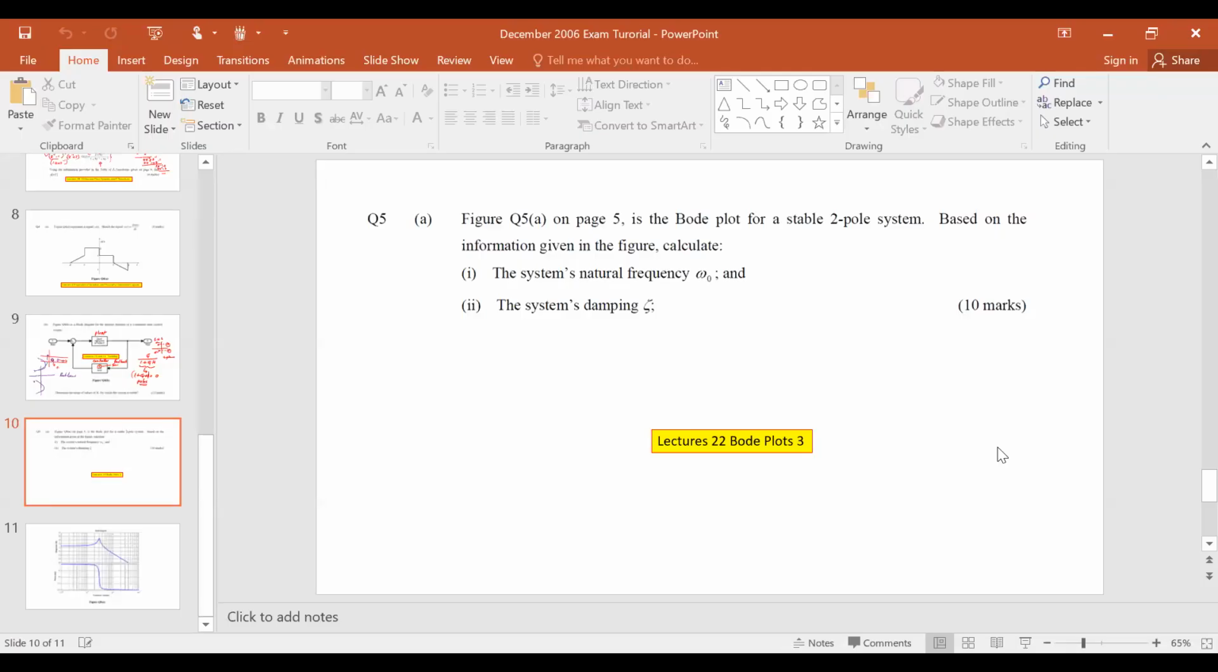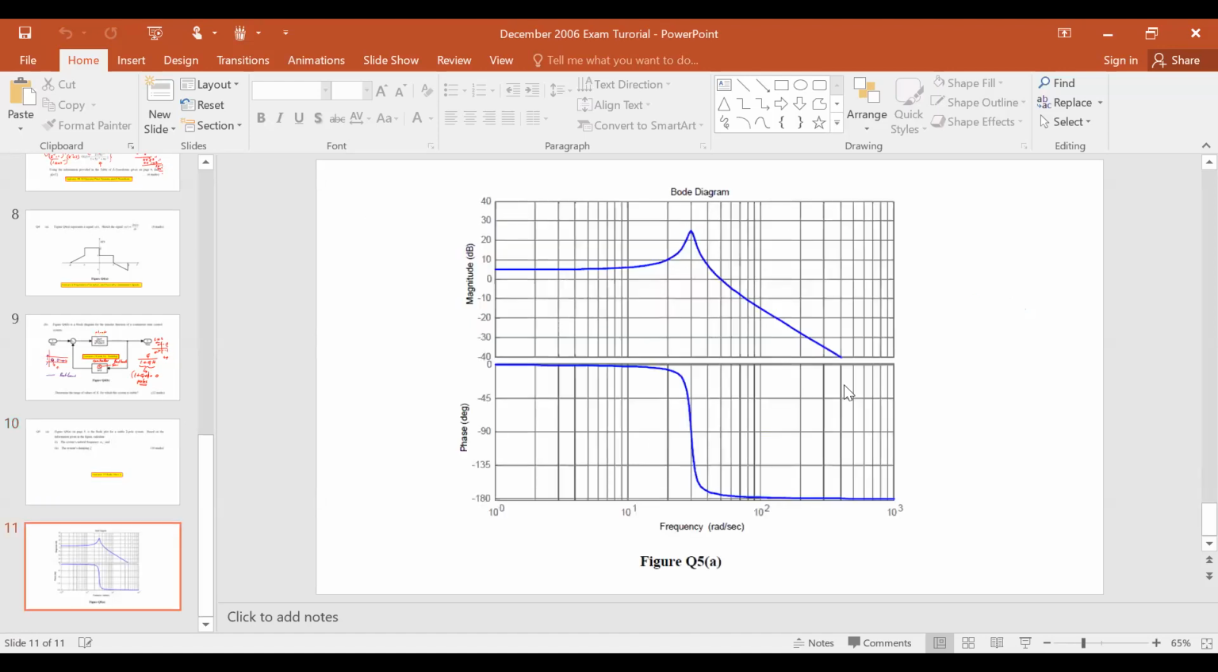So where we've done a lot. Now let's look at this last topic, which has to do with question 5 and a variation of the Bode plots for two-pole systems. This is a variation of the type of questions that you can be asked. You're given this information here.